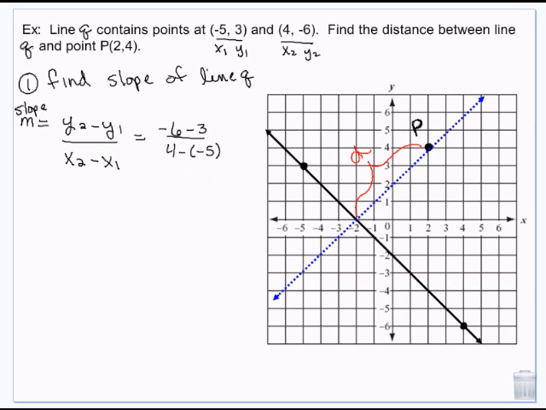Minus a negative is a positive. So I get -9 over +9, which is -1. So the slope of line Q is -1. That was step 1.